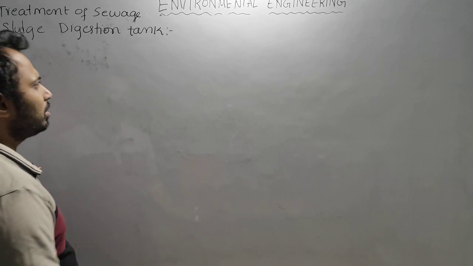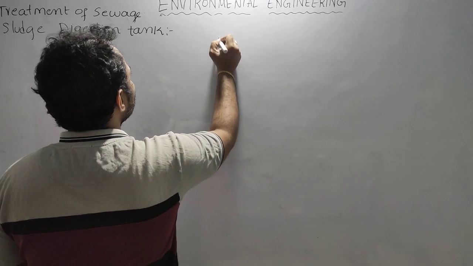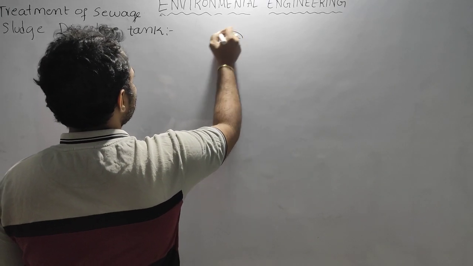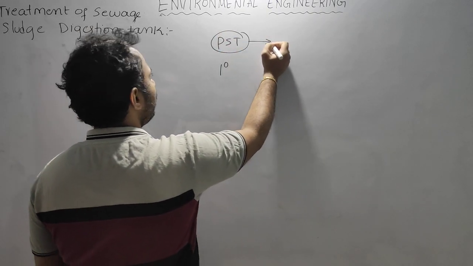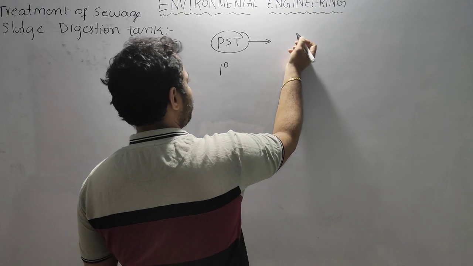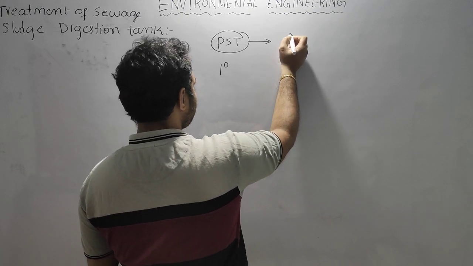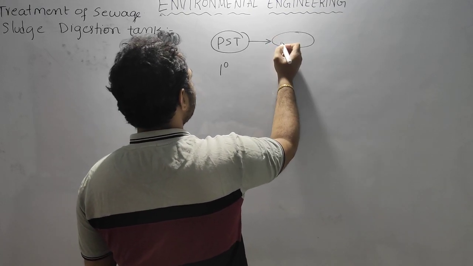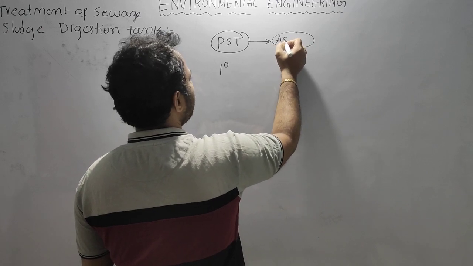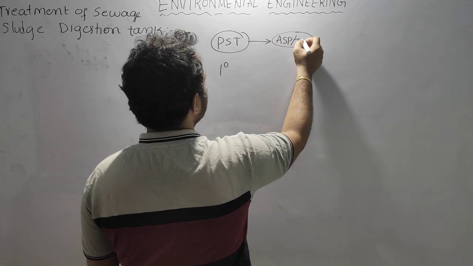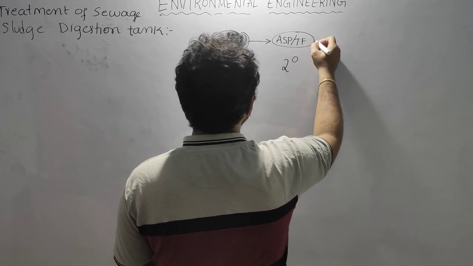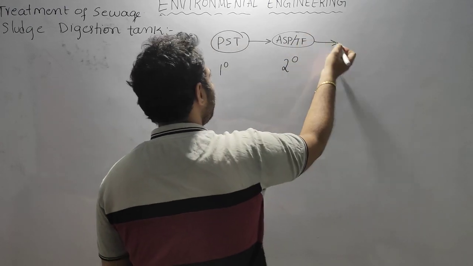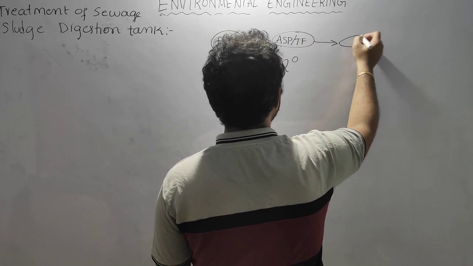If you look at the primary sedimentation tank, so far whatever we have discussed, this is a first degree treatment, and we are sending it into the second degree treatment. Okay, so it may be ASP, it may be trickling filter, or it may be anything. So this is second degree treatment. Now we are sending again the effluent into the secondary sedimentation tank.